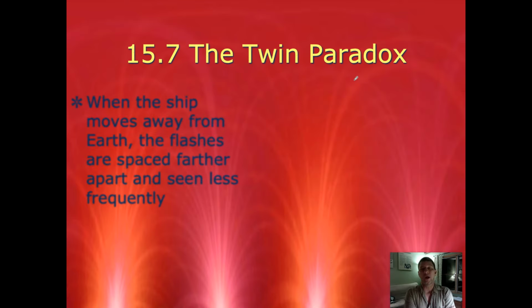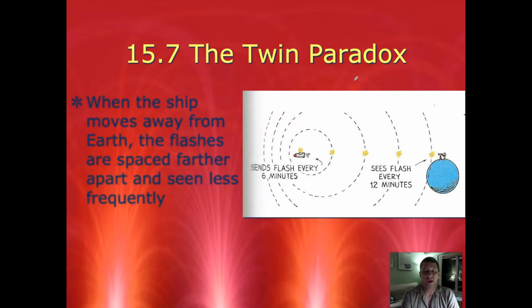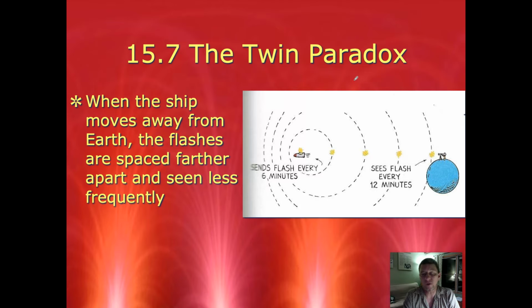Okay. On the other hand, now we're going to have the spaceship moving away from the Earth. In this case, the rocket ship is moving away from the Earth, but it's still sending flashes of light every 6 minutes. But because it's moving at a high rate of speed away from the Earth, the flashes are only going to be seen on Earth every 12 minutes.